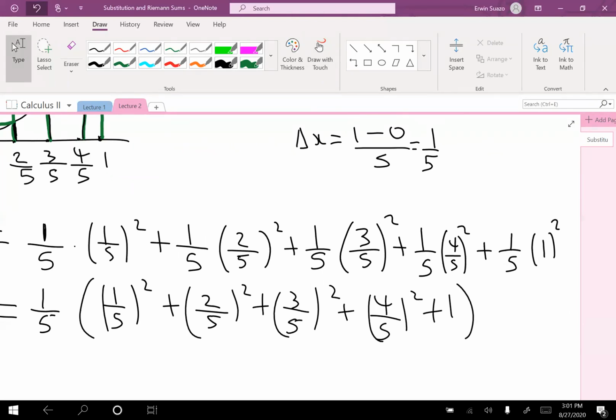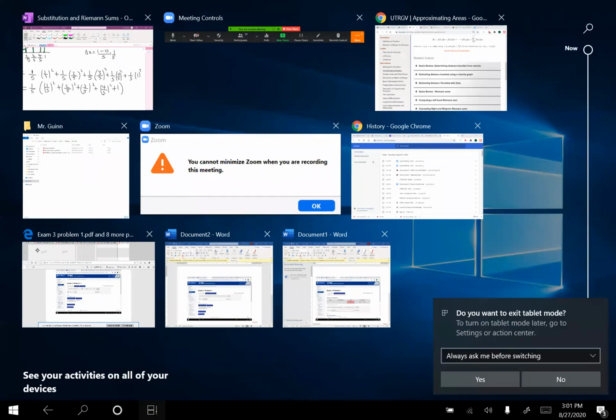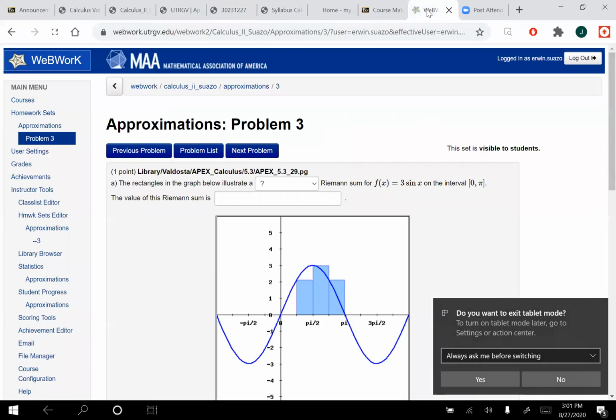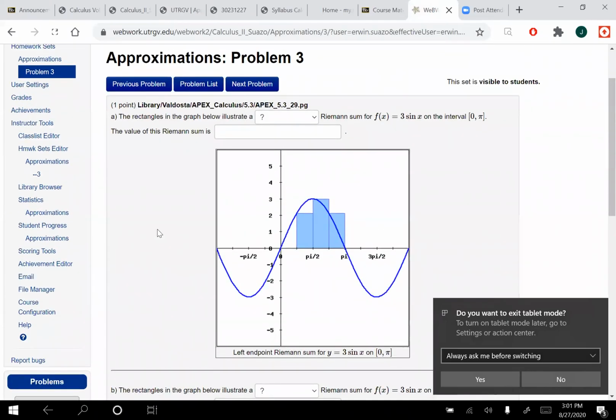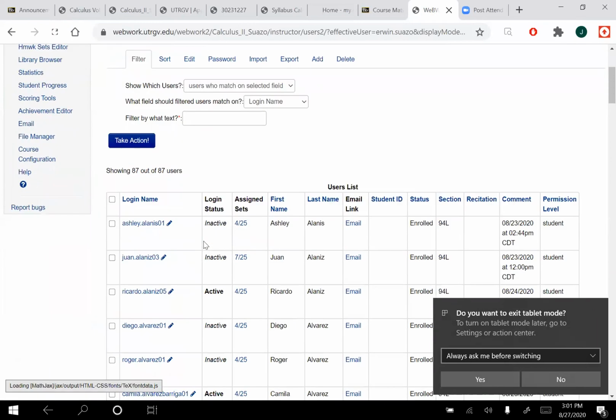Okay, so let's go to web work. And then let's solve a few problems there. Here. So you see, you have to do this. So let me go to my problems here.